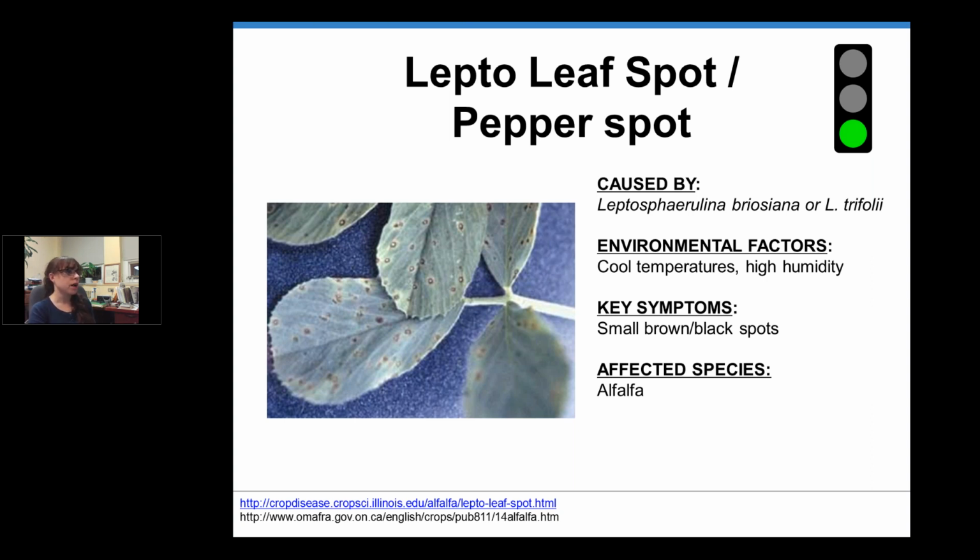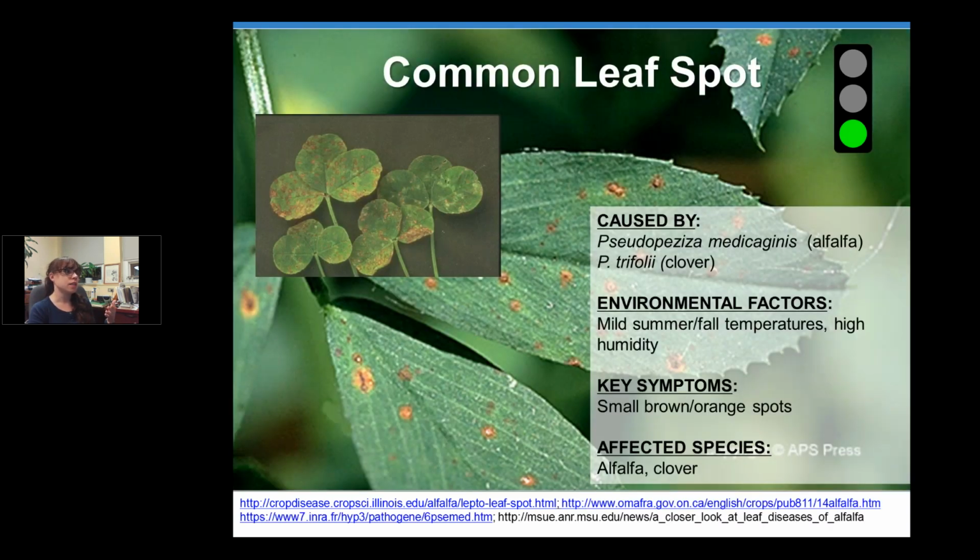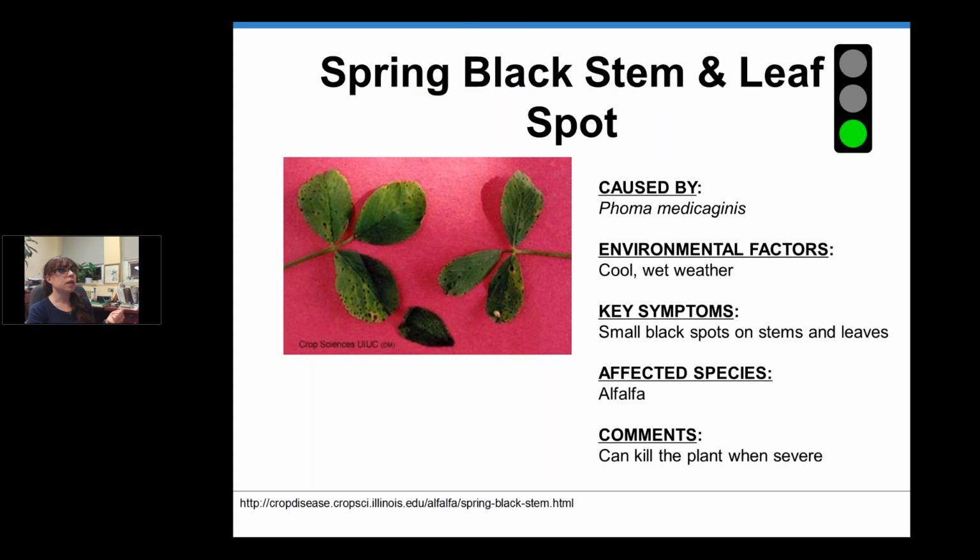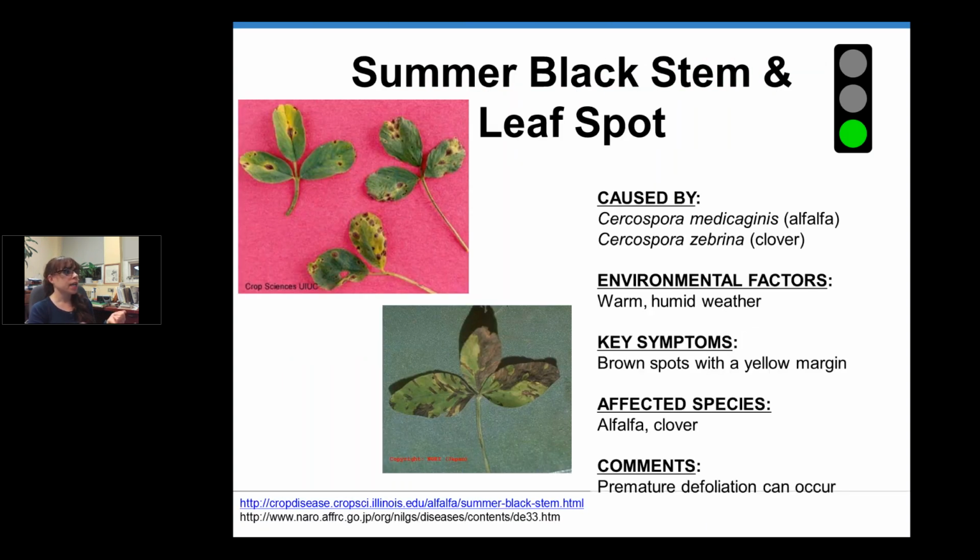There's lepto leaf spot, which is also called pepper spot. There's common leaf spot. There's a rust that I don't have photos of. There's spring black stem and leaf spot. There's summer black stem and leaf spot. And again, the key thing here is to identify when you're beginning to see quite a severe amount of this. This is the kind of thing that would spur you to cut a little bit earlier.